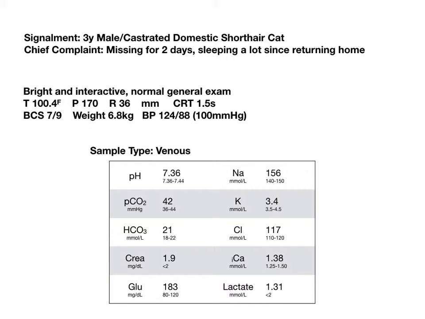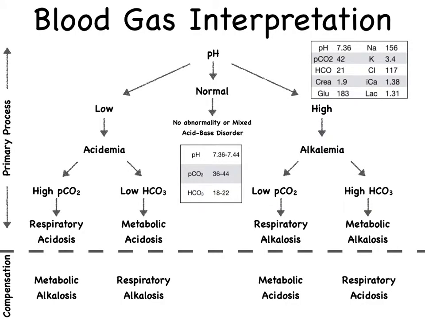So, here's his blood gas. The first step is always to decide if this is arterial or venous. This is labeled as a venous sample, so we're going to move on to the acid-base analysis. First, we're going to look at the pH. This patient's pH is 7.36, which is in the normal range.